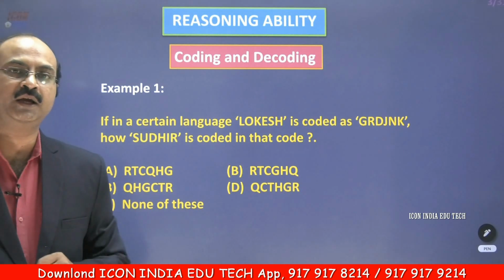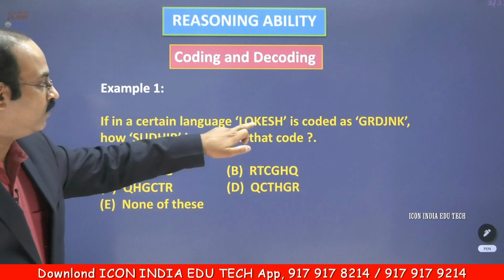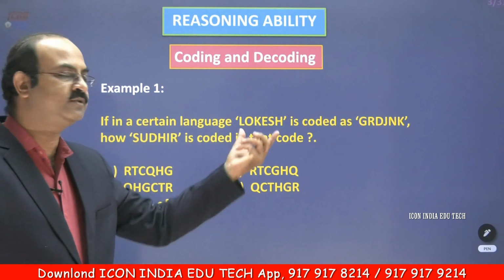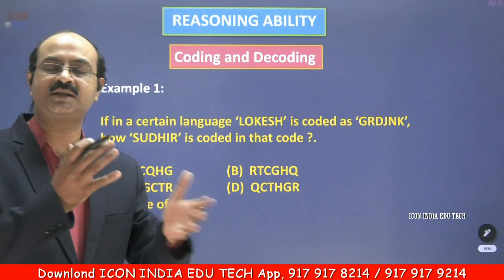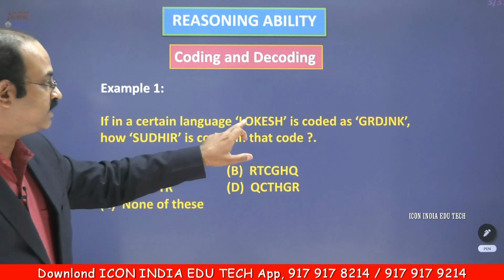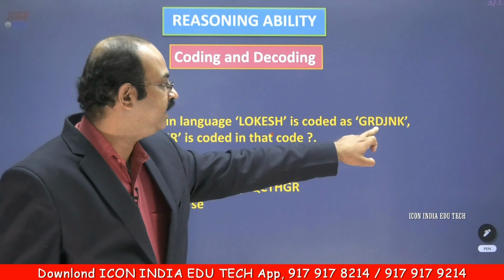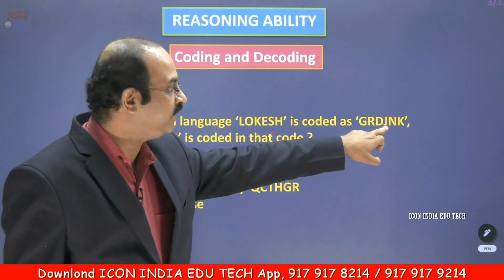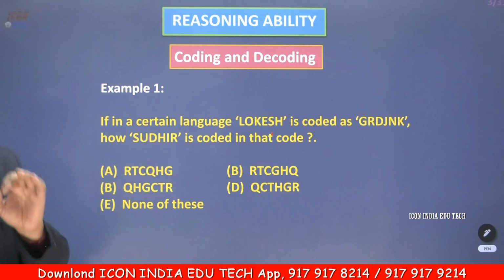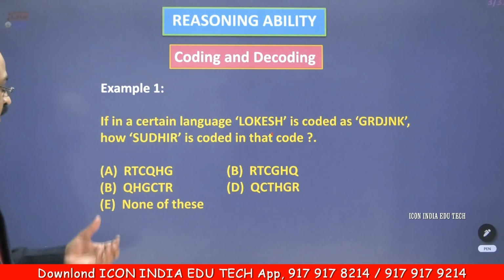See the example 1 here. What is the question? If in a certain language, L-O-K-E-S-H, now the pronunciation of this word is Lokesh, but always the words may not have a proper pronunciation, so don't worry about that. So this L-O-K-E-S-H is coded as G-R-D-J-N-K. So how is S-U-D-H-I-R, Sudhir, coded in that code? That is what they are asking.